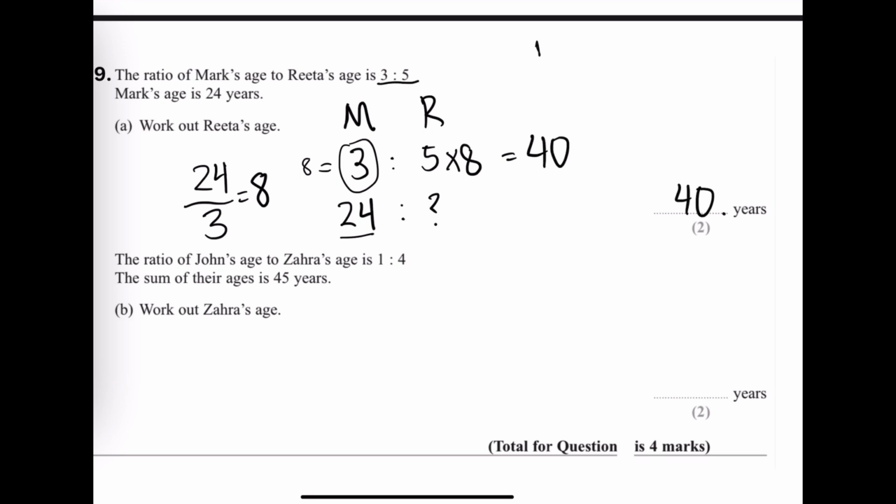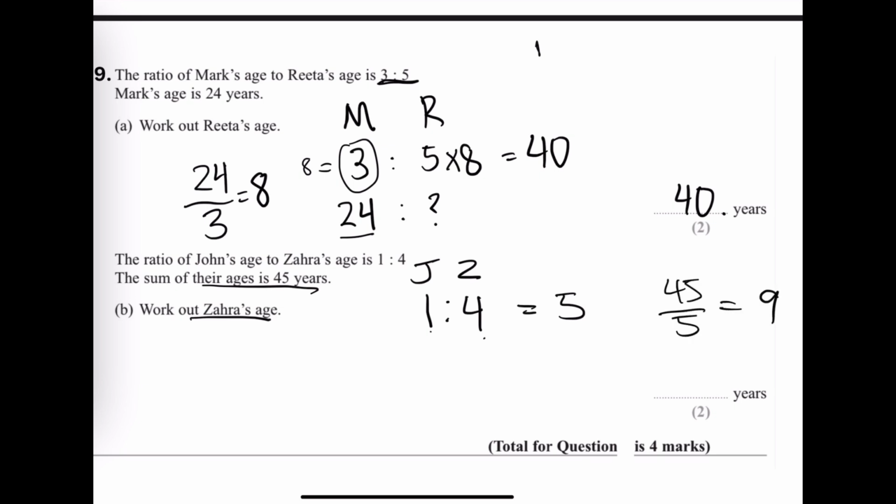So a ratio is basically just a different way of saying a part of something. So the ratio of John's age to Zara's age is 1 to 4. The sum of their ages is 45. Work out Zara's age. So 1 to 4. This is John to Zara. If we add these two ratios together, we know that it's 5. So then we do 45 over 5. This is 9. And then we just want to see what Zara's age is, which is the 4 in this case. So you do 9 times 4, and this equals 36. She is 36, while John is 9.